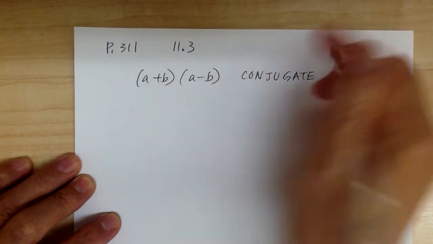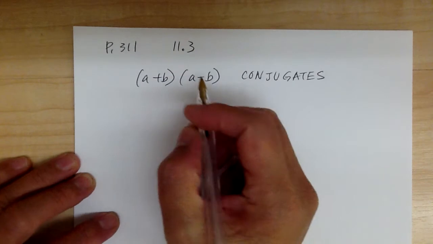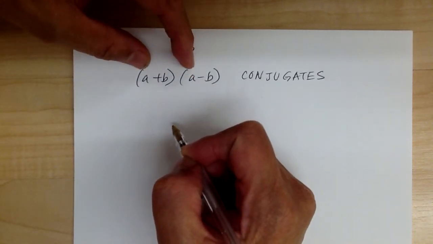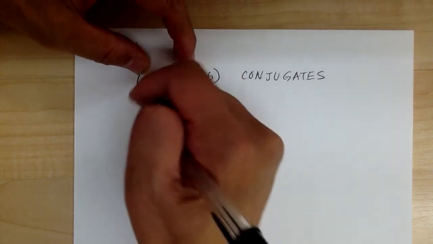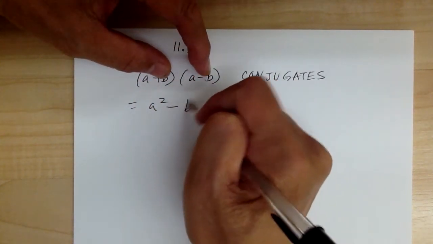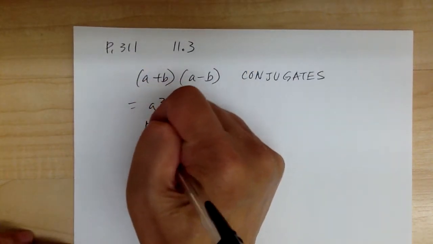And two of them are conjugates. When you multiply, remember we did this, right? The middle is going to get canceled out. So when you multiply conjugates, you're just going to multiply the corresponding parts, so this is equal to a squared minus b squared. This is called the difference of squares.